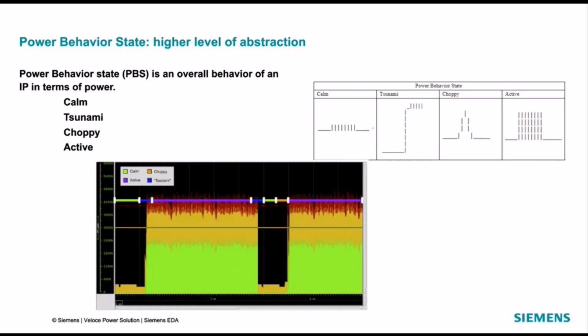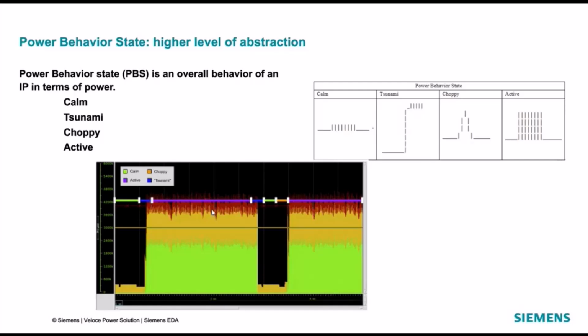When the application gets started, you suddenly see a surge in the power, a lot of activity, and it seems like a tsunami. That's what we call it, a tsunami. There are similar scenarios. They are sudden surge and sudden drop, and we call those choppy. And there are some scenarios where the high activity happens, and then for a sustained amount of time the activity stays, and we call it active.